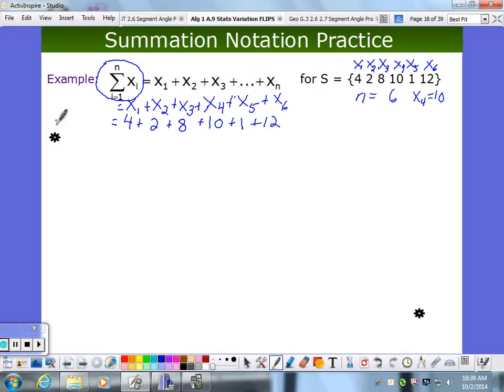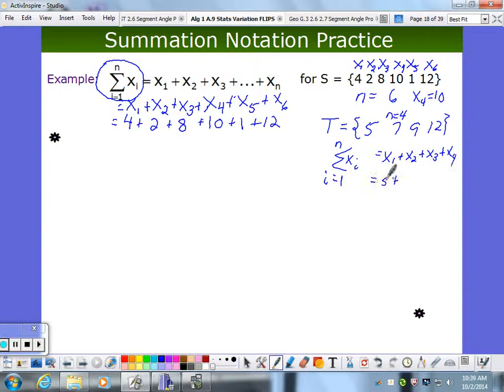What if I had a different set of data? I'm going to call it T, and it was 5, 7, 9, 12. Can I use this same notation to mean add the numbers? First of all, what's the n for this one? 4. It's going to be x sub 1 plus x sub 2, and then I get 5 plus 7 plus 9 plus 12. So now all I need is one thing, and that expresses, for any data set, add the numbers.